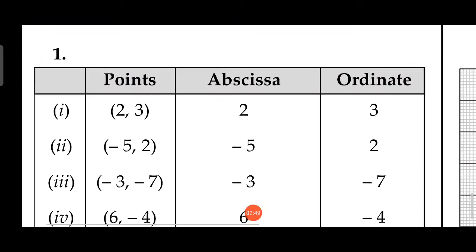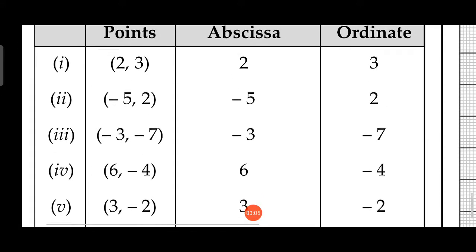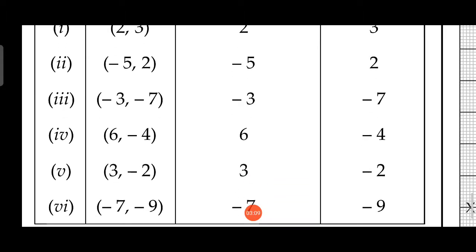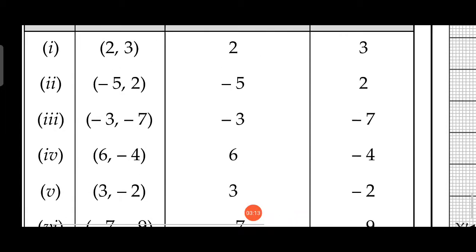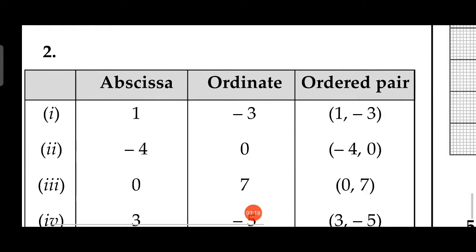First, 2 and 3, you can see point 2 and 3. So, 2 is considered the x axis value, that is abscissa, and 3 is considered the y axis value, that is ordinate. In the same way, -5 is the abscissa, and 2 the ordinate. So, the first number you can take as the abscissa, and the second number as the ordinate. Very easy to understand.